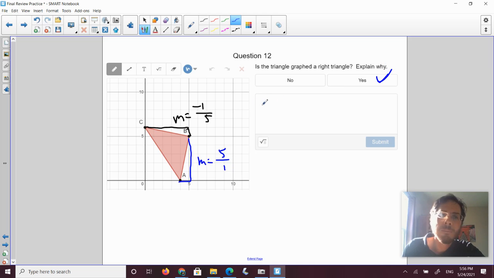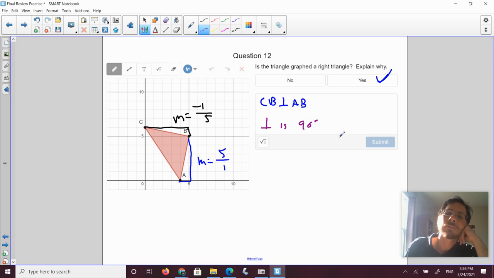So yeah, I'm going to say yes. Since CB is perpendicular to AB, that's all you need, because as long as they're perpendicular, that proves that you have a 90-degree angle. So you can say perpendicular is 90 degrees. Right triangle. And that's it. The other thing we could do is check to see if a squared plus b squared actually is c squared. But I think this one's a little bit easier to do with the slopes rather than actually calculating all of the sides. But you can do it either way.